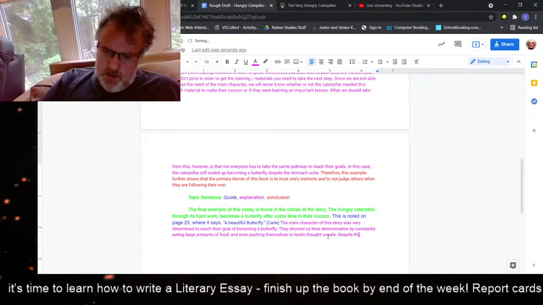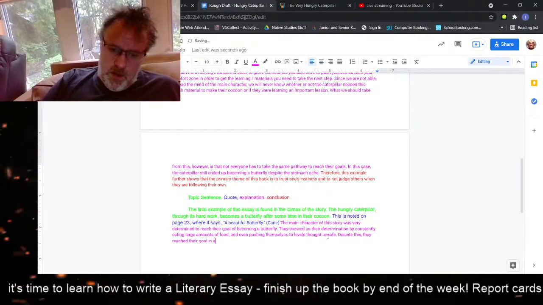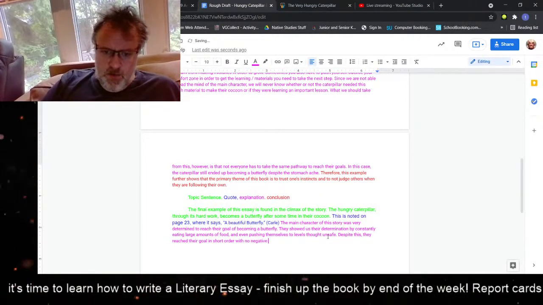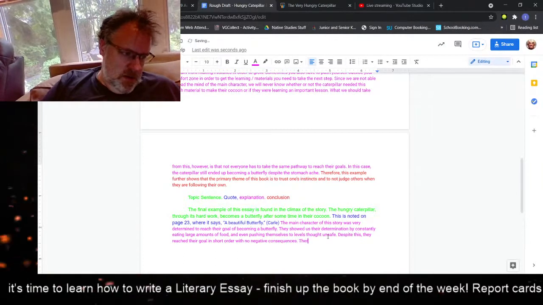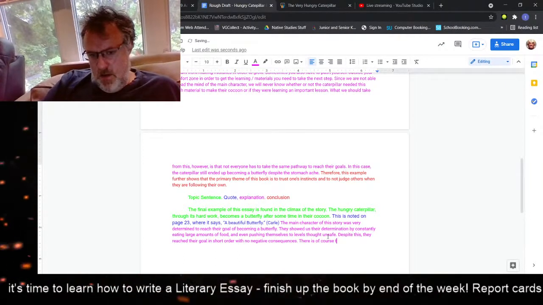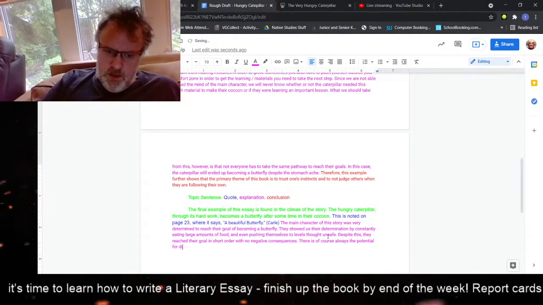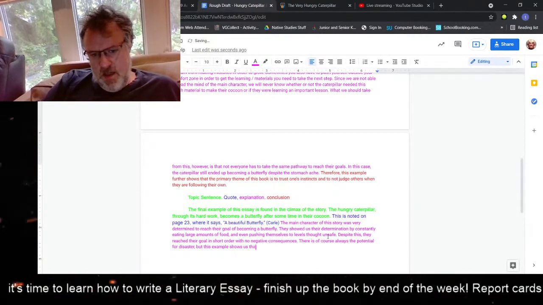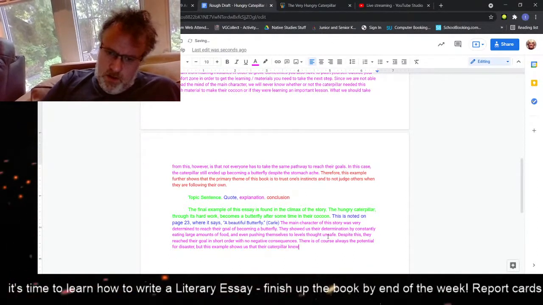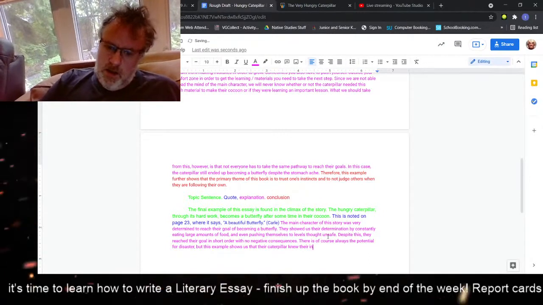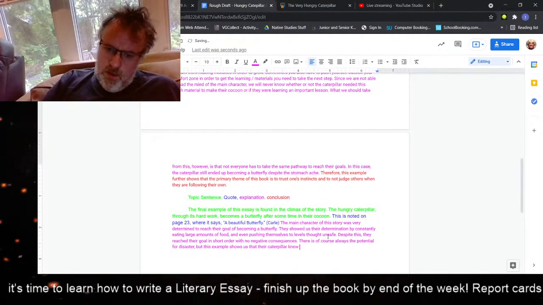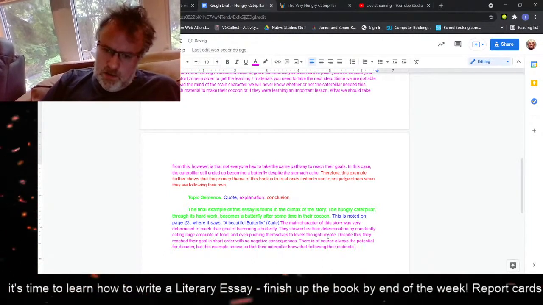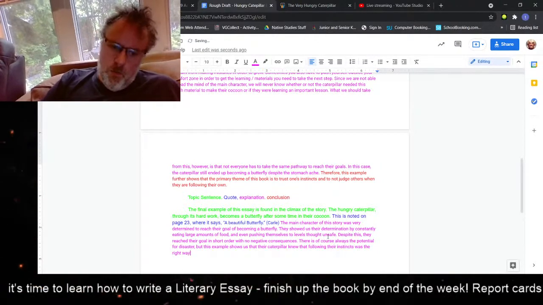Despite this, they reached their goal in short order with no negative consequences. There is, of course, always the potential for disaster, but this example shows us that this caterpillar knew their instincts, or knew that following their instincts was the right way to go.